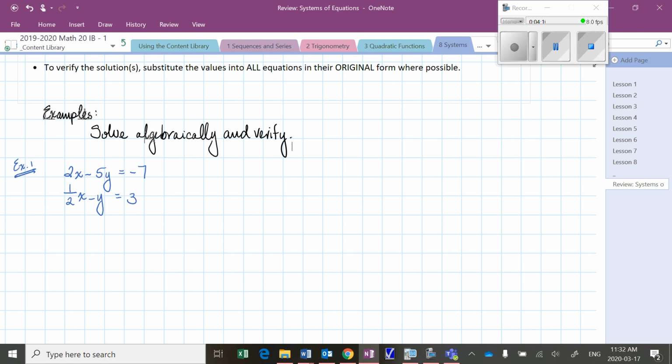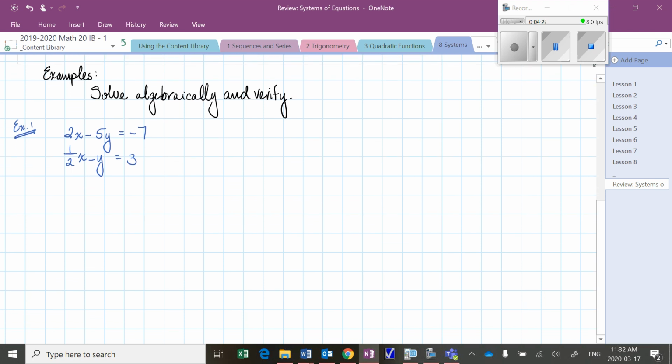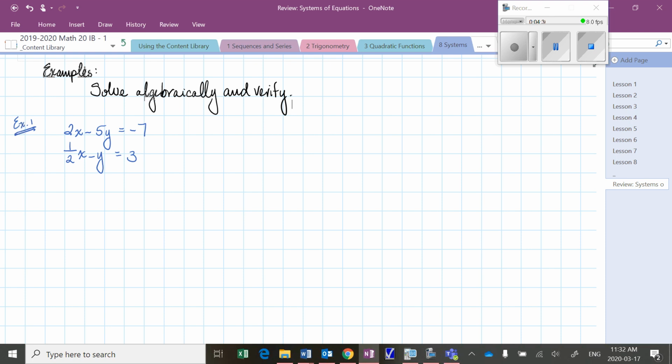Okay, so let's just do a couple of quick review questions on solving linear systems of equations. And so, of course, I'd like us to solve algebraically and then to verify. So here's our first example. We've got our two equations: 2x minus 5y equals -7, and 1/2 x minus y equals 3.